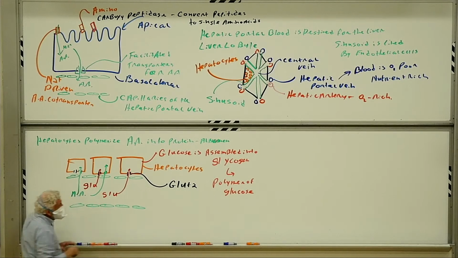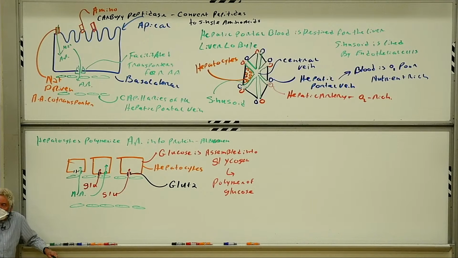So again, it's this pattern of taking these great big molecules, these great big polymers, breaking them down to the component parts and then reassembling them. And so we're reassembling amino acids into proteins in the hepatocytes, and we're reassembling glucose into glycogen.